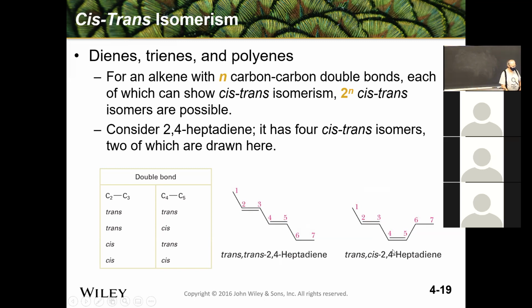This would be trans-cis. We can also name it like this. The first one, the one on the left, we call it 2E,4E-2,4-heptadiene. These may seem kind of redundant, but you do need to indicate the numbers both here and here.